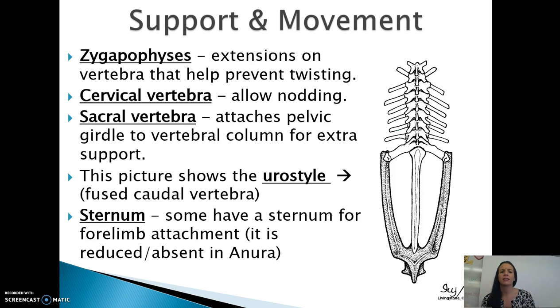Some other terms is the zygapophyses. These are extensions of the vertebrae that just help prevent twisting of the backbone. Cervical vertebrae allow nodding, and the sacral vertebrae attaches to the pelvic girdle for extra support for the vertebrae.